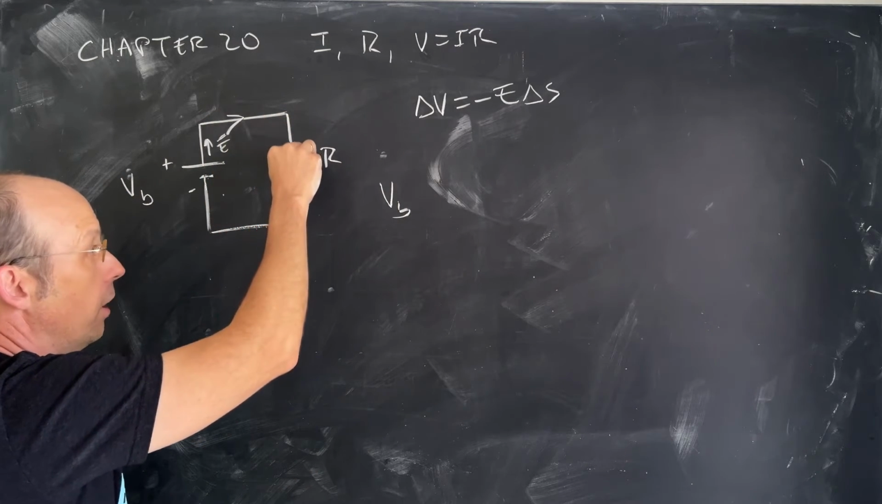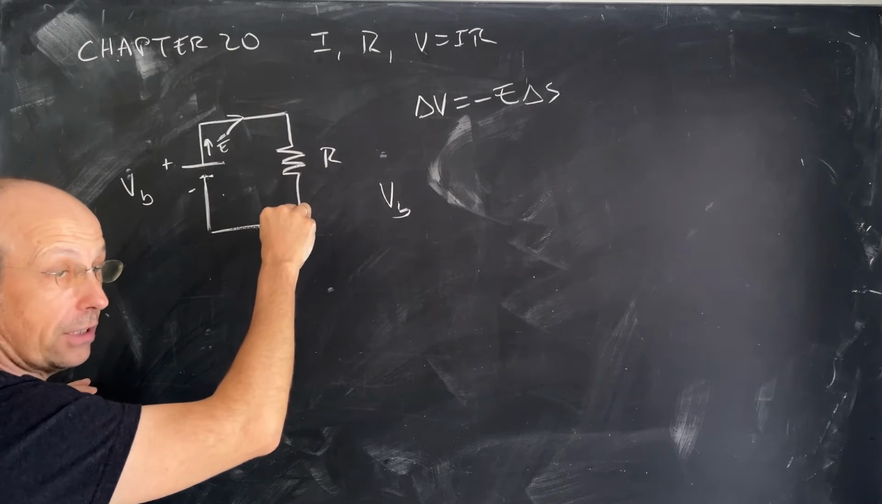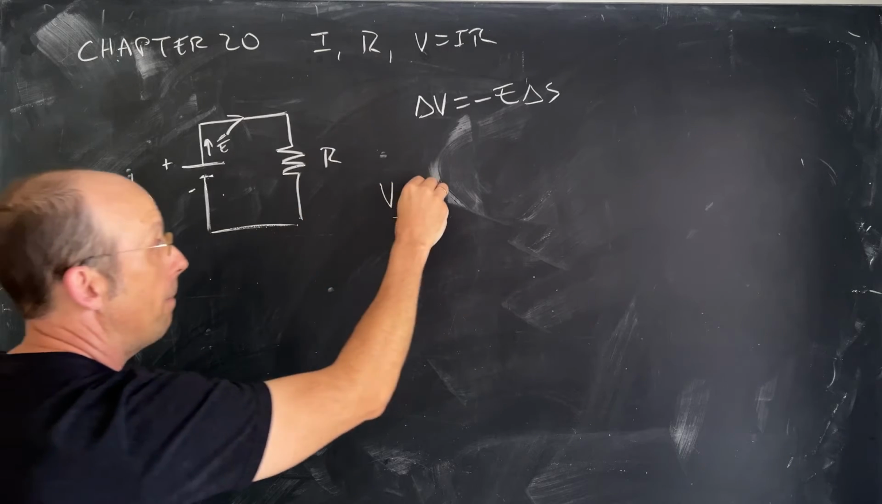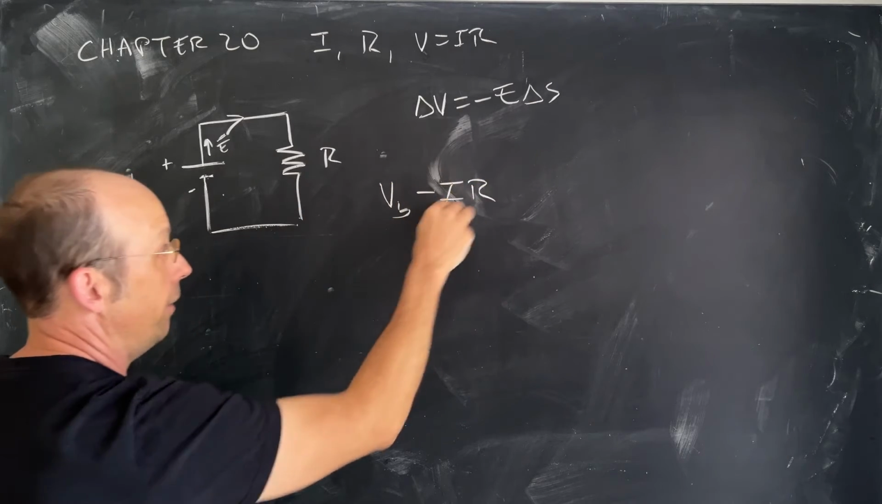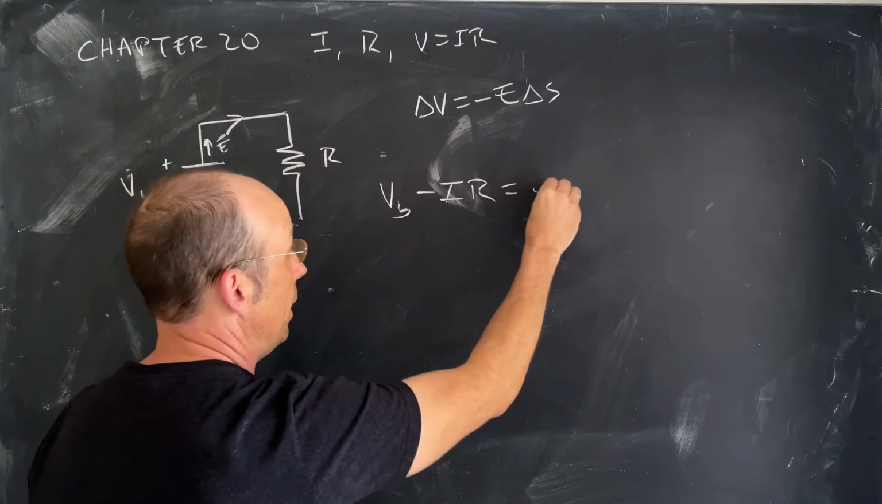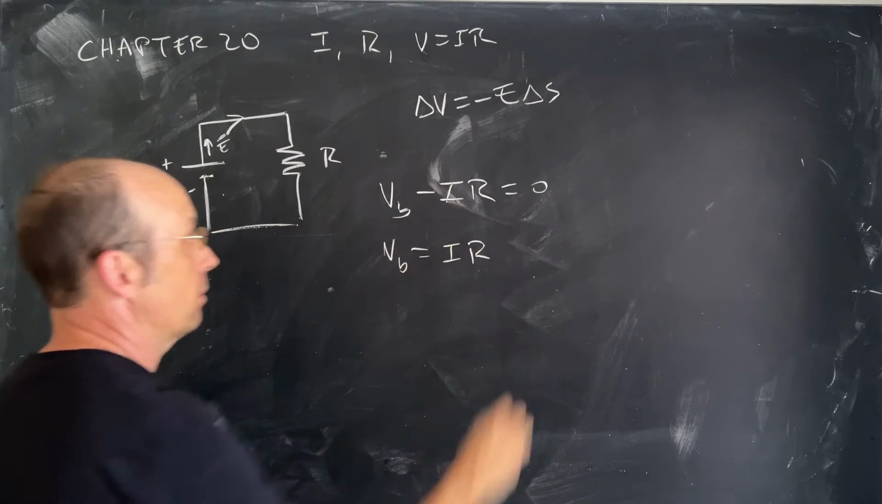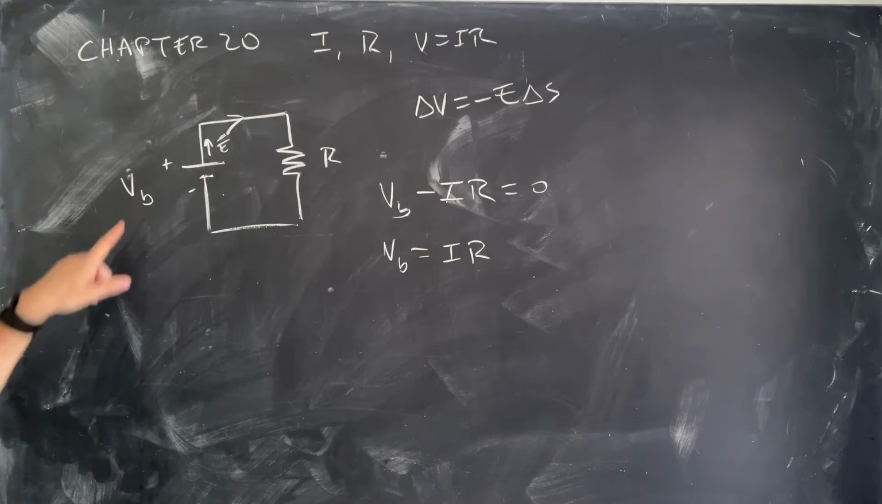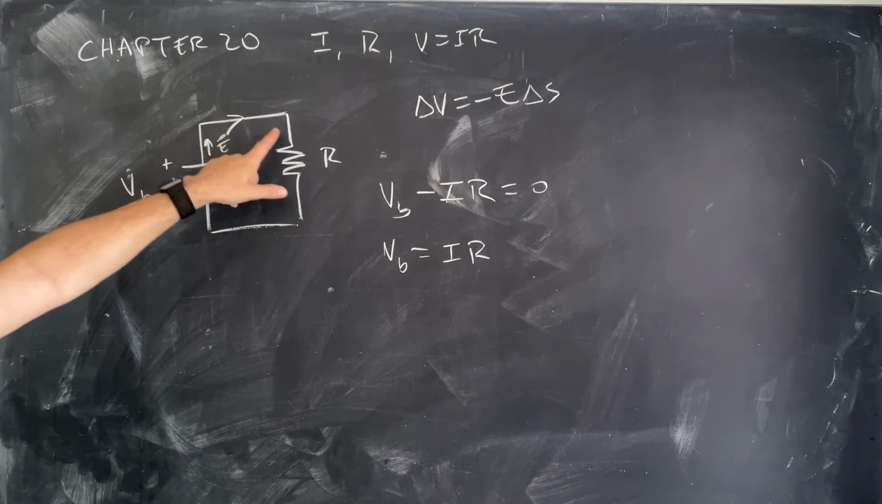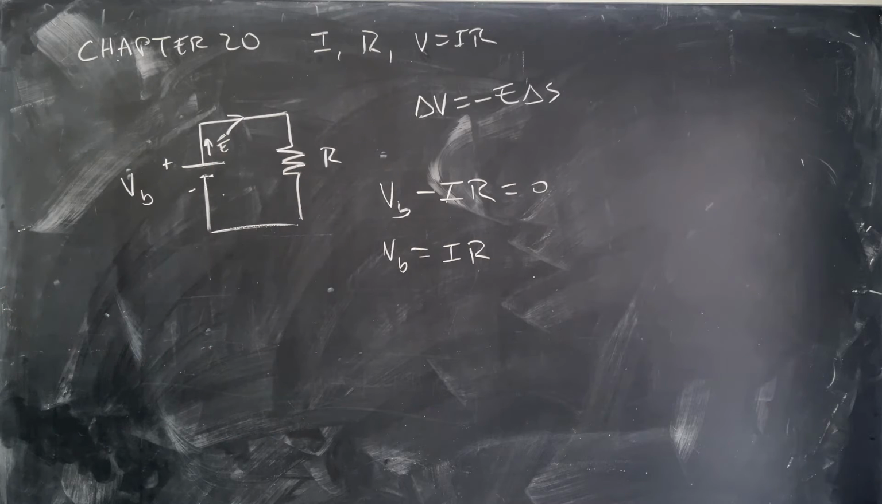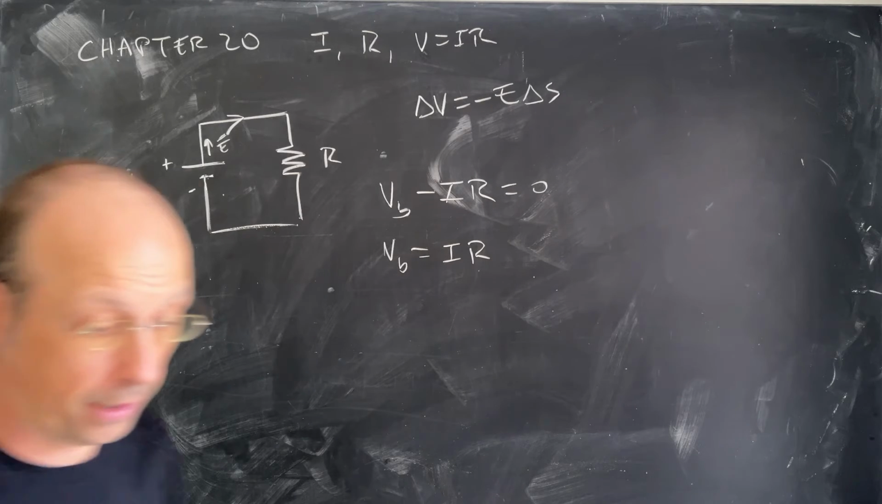Now right here I'm going across this, but I'm going in the same direction as the electric field, so it's going to be minus IR, that's my Ohm's law, and that's going to be equal to zero. So I get VB equals IR. So the voltage across the battery would be the current passing through the resistor times the resistance of the resistor. And we will do more complicated circuits later, but that's what you need to know right now.